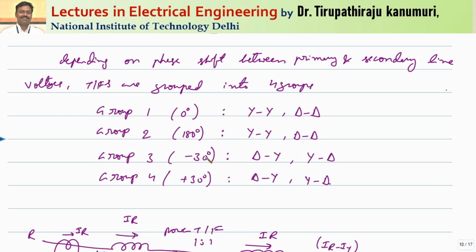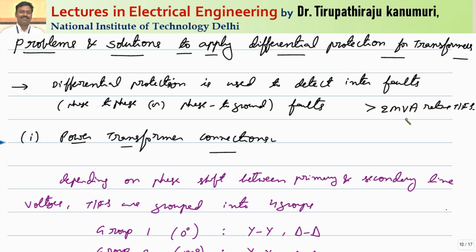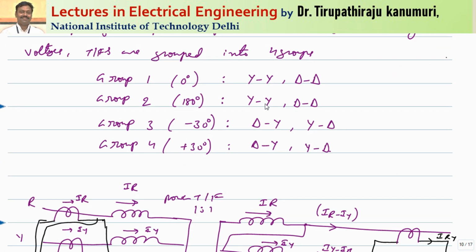And group 3 corresponds to minus 30 degrees. This is possible using delta to star or star to delta, and the same is the case for plus 30 degrees. And generally this differential protection of transformers is used for transformers rated greater than 2 MVA for detecting phase to phase faults and phase to ground faults which happen inside the transformer, not the faults which happen outside the transformer, because our concern is protection of the transformer only.